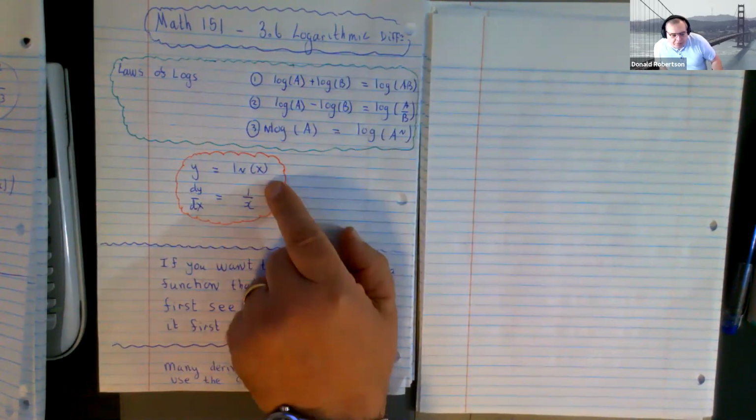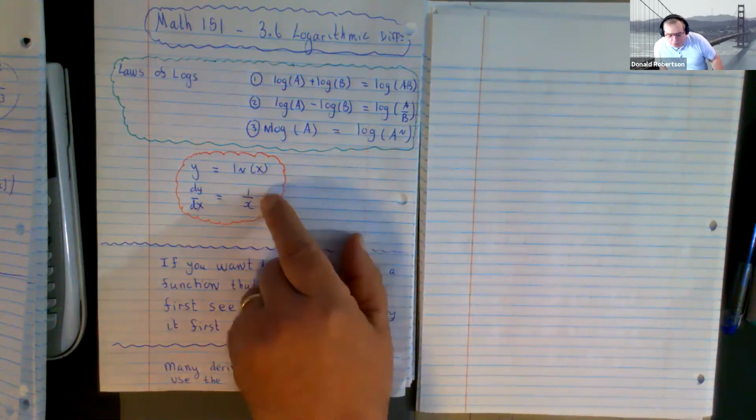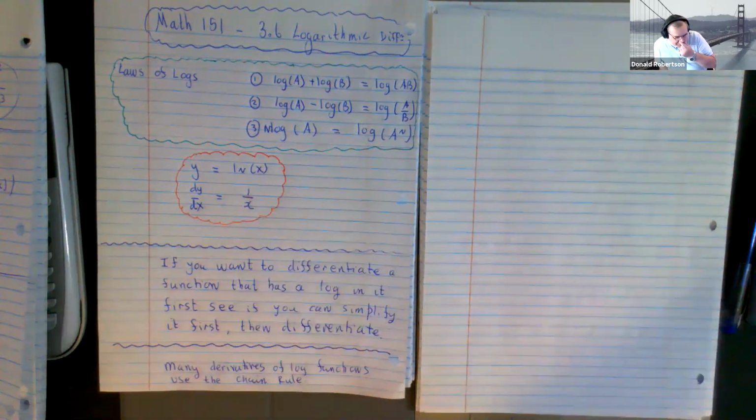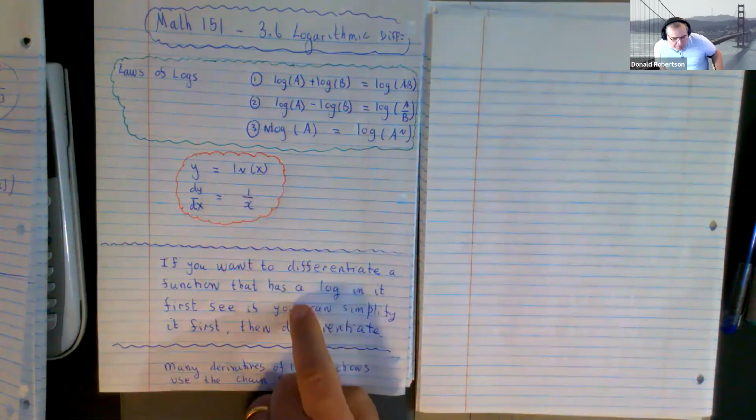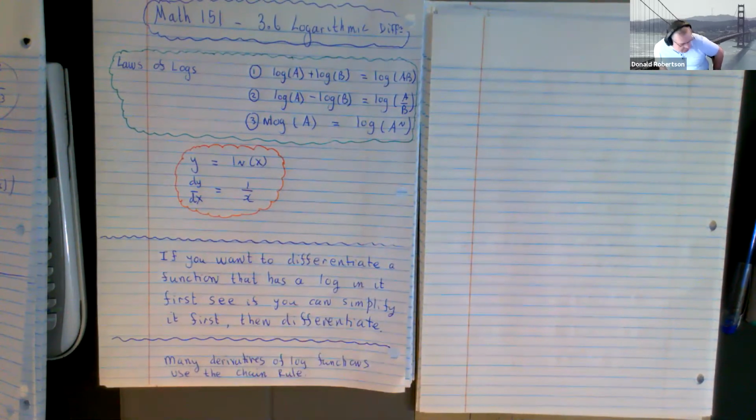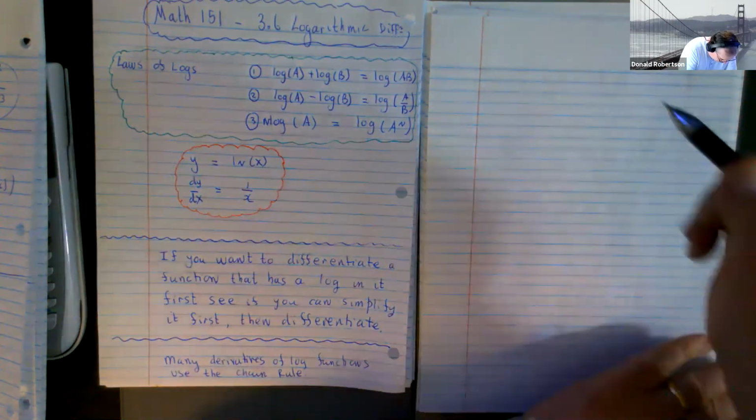Hopefully we remember this guy, that the derivative of a log function is 1 over x. And we actually proved that. And a couple of things that are helpful. If you want to differentiate a function that has a log in it, first see if you can simplify it before you differentiate. And that's going to happen a lot today. And secondly, many derivatives of log functions use a chain rule. And that's going to happen a lot today as well. So let's jump right in and start finding derivatives with logs.